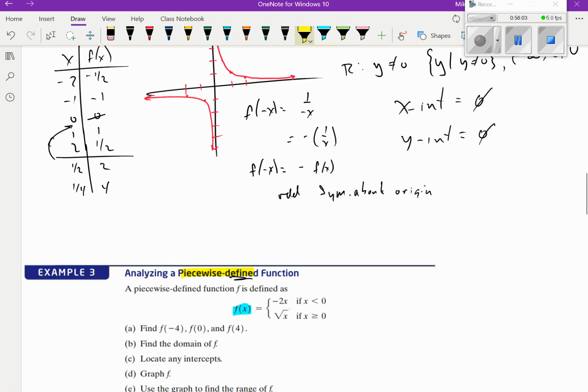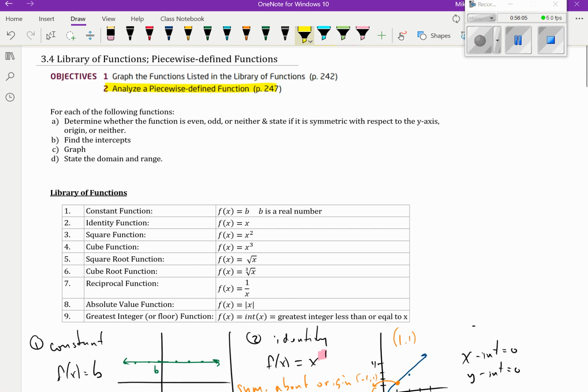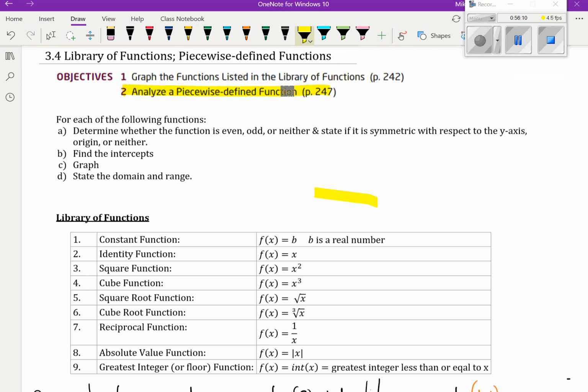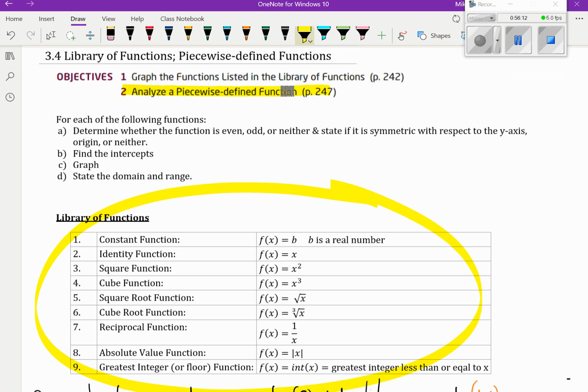All right, so a lot of stuff in today's video. We looked at the library of functions, which are these 9 functions down here, functions that we should have a basic understanding of overall. And then we took a look at the piecewise functions. The piecewise functions were the functions that are defined in pieces, so they have different parts to them. Okay, all right, so hopefully you understand a lot of that material.